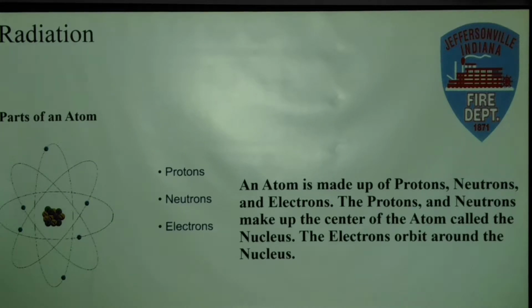Now, there are three parts to an atom: the proton, the neutron, and the electron. Now, the protons and the neutrons reside in the center of the atom, known as the nucleus, whereas the electrons orbit around that nucleus.